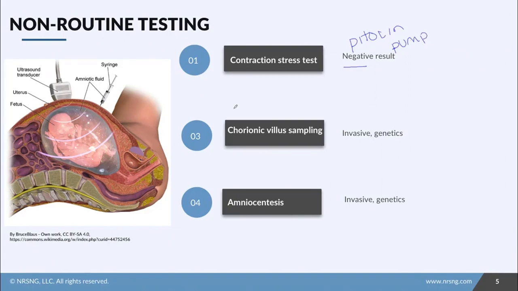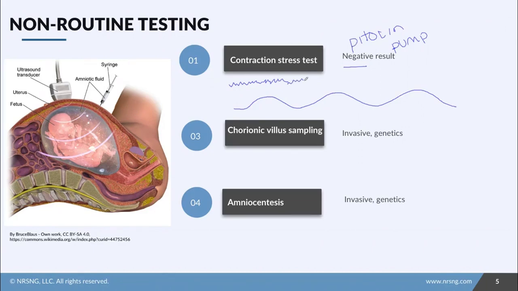So we want to have 3 contractions. So the test has to have 3 contractions induced, and we watch the fetal heart rate. We want to see the fetal heart rate just tick along and not react to this contraction. If we have 3 contractions and the baby does not react in a bad way, and I'll show you what that means, it would be negative. So we're negative for decelerations.